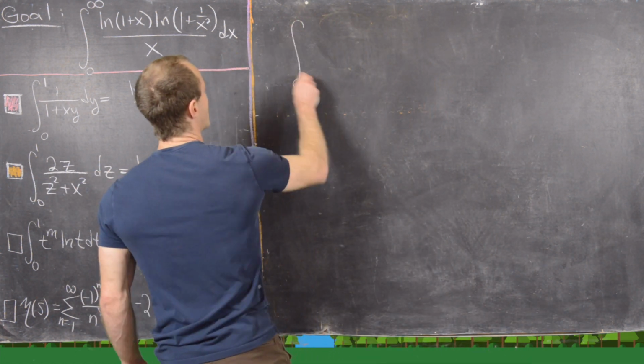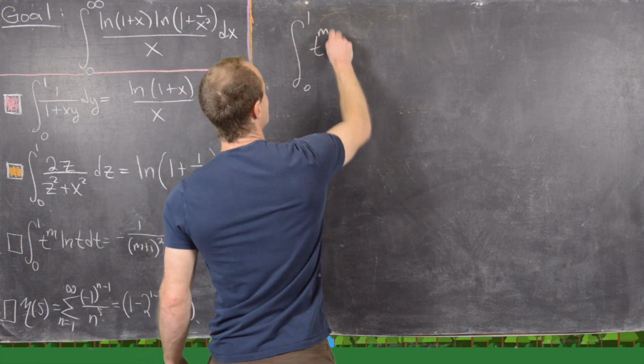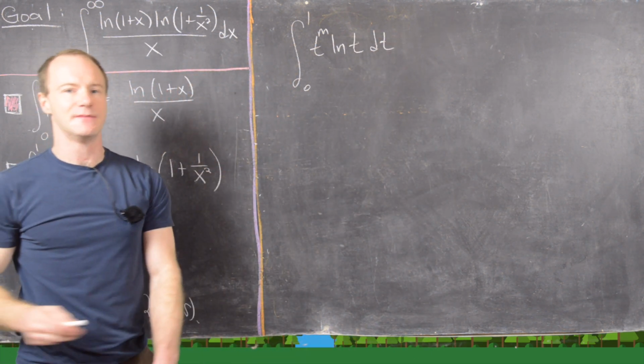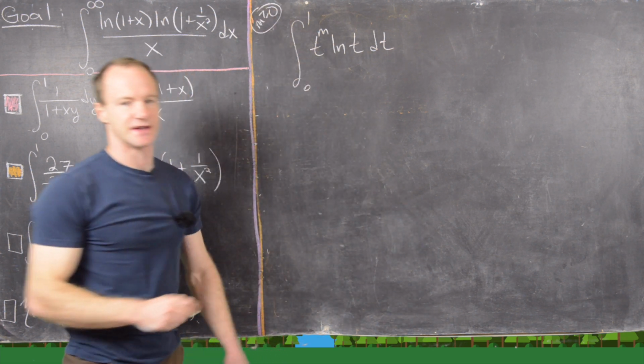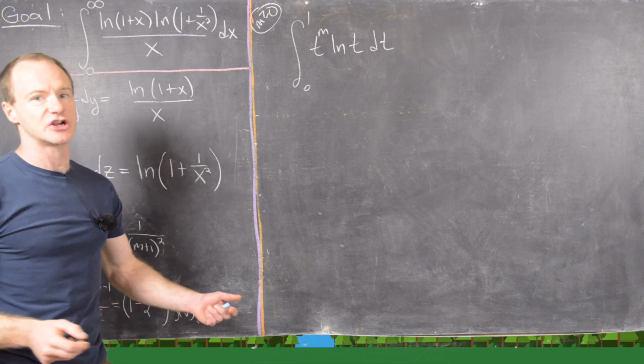So for the third bullet point, we want to look at the integral from 0 to 1 of t to the m natural log of t dt. And we can just assume that m is bigger than or equal to 0 here. That's actually the case that we're interested in. Okay, so in this problem, we'll use integration by parts.